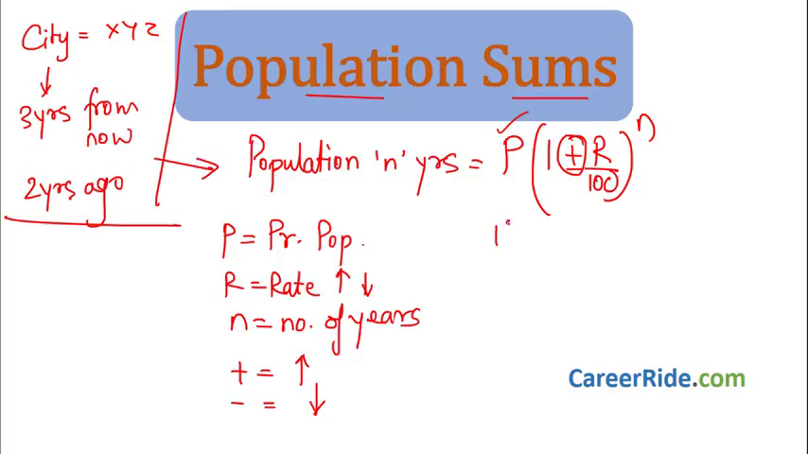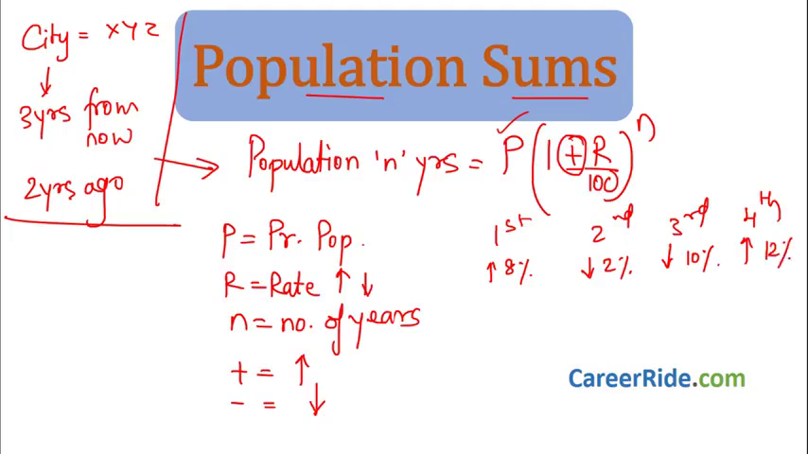Now if they say in the first year population increases by say 8%, in the second year it decreases by say 2%, third year it decreases by say 10%, and fourth year again it increases by say 12%. So what is the population after the fourth year? What you will do over here is, for each case you will find out the population. So population after the first year, what will you write? You will write P1, since it is increasing, so plus sign, rate of interest is 8% divided by 100, and what will be the value of n? It will be 1 year. Why 1 year? Because it is increasing 8% only for 1 year. So 1 year multiplied by 1.